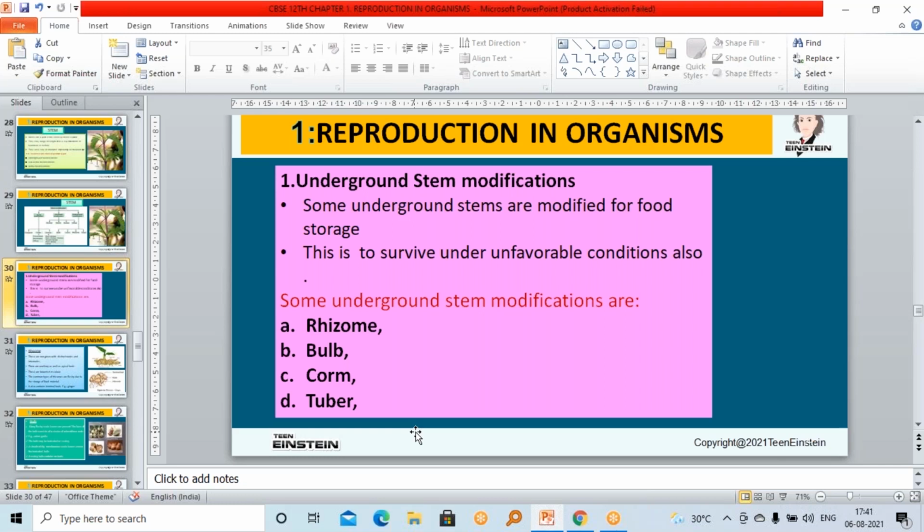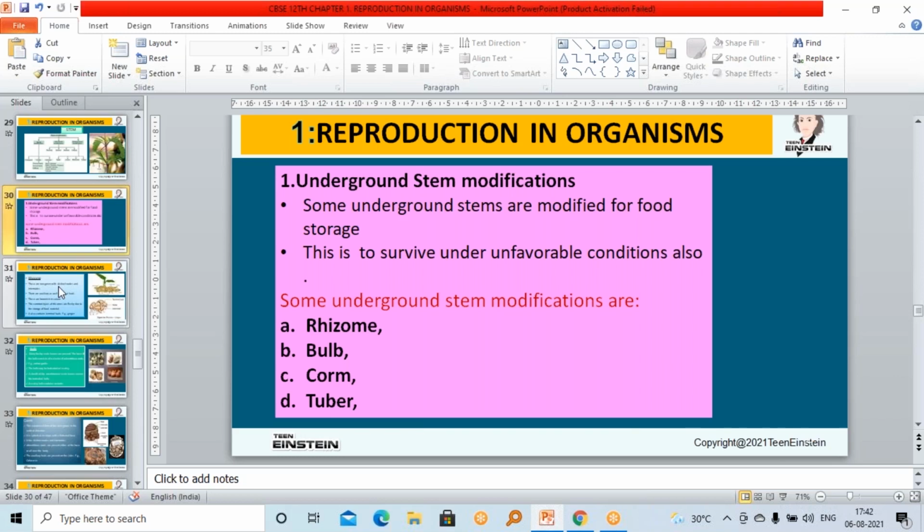Some underground stem modifications are rhizome, bulb, corm, and tuber, as you can see here. The plants that form underground stem modifications form these structures for perennation and storage of food. These types of plants mainly produce aerial shoots.